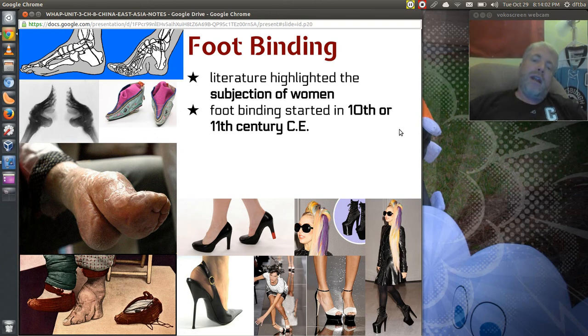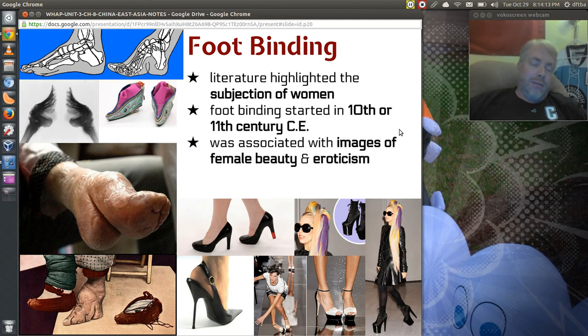Foot binding starts in the 10th or 11th century, and my feet are burning right now just thinking about this, but it's totally gross, isn't it? Why did they do this? There are a lot of ideas around why, but the idea was that it was associated with images of beauty and eroticism, that they felt like women looked better this way. Now, if you say to yourself, that's crazy, what the heck? Well, in a way, don't women do that today by stuffing their feet into these high heels? And they can be very, very painful.